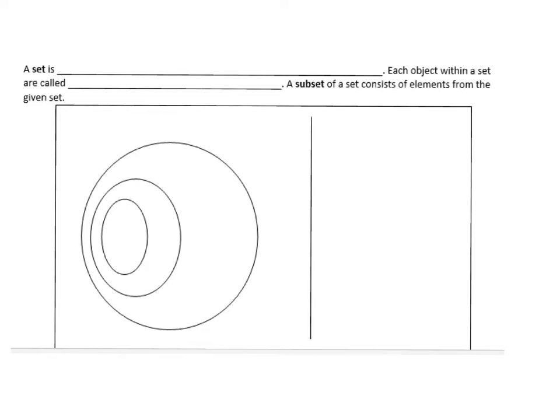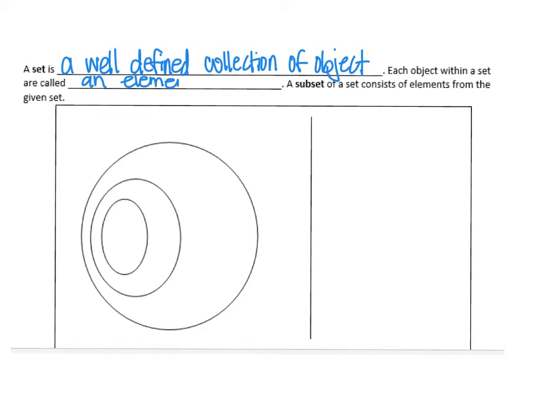A set is a well-defined collection of objects. You know what can be in it and you know what can't. Excuse my handwriting, it's really hard to write on this iPad. Each object within a set is called an element. And then a subset of a set consists of elements from the given set.